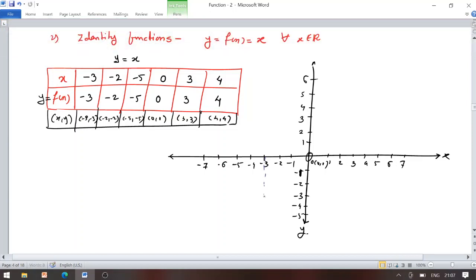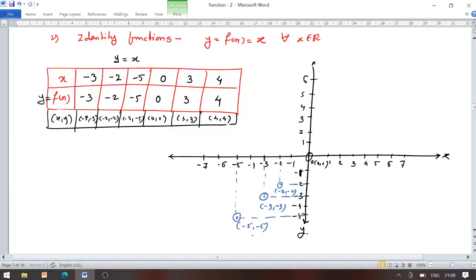Minus 3 from the x-axis and minus 3 from the y-axis, the point of intersection becomes (-3, -3). Same thing, (-2, -2) must lie in the third quadrant again. Minus 2 from the x-axis, minus 2 from the y-axis, the point of intersection becomes (-2, -2). Same thing, minus 5 from the x-axis and minus 5 from the y-axis, the point of intersection becomes (-5, -5). (0, 0) is the origin we have.